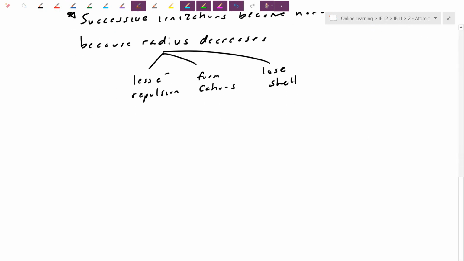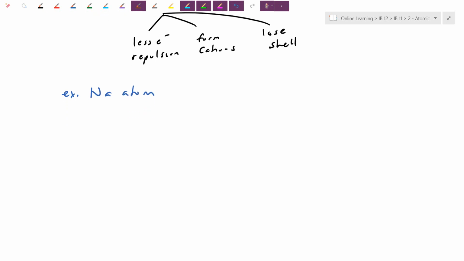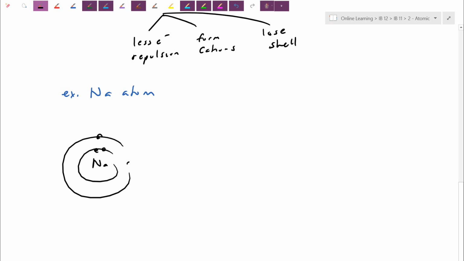So what we're going to look at here is successive ionizations. What I'm going to plot for you here is successive ionizations for the sodium atom. And let's just go straight back to the Bohr model. So Bohr model, sodium, 2 electrons on the first shell. Then we add those 8 electrons on the next shell. Sodium actually has 3 shells. That's what it looks like.